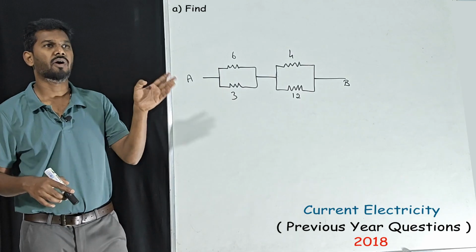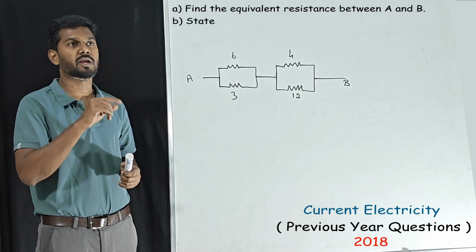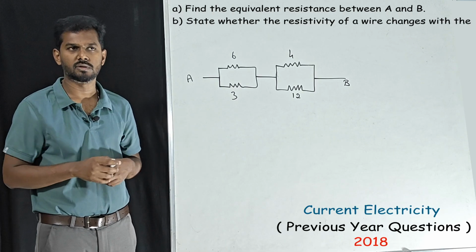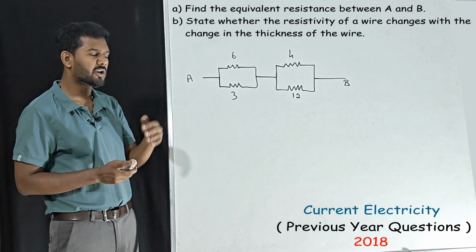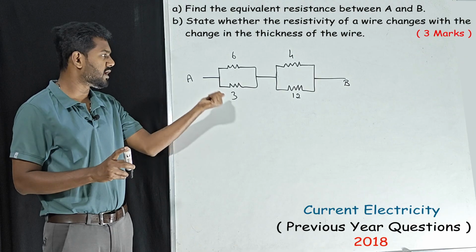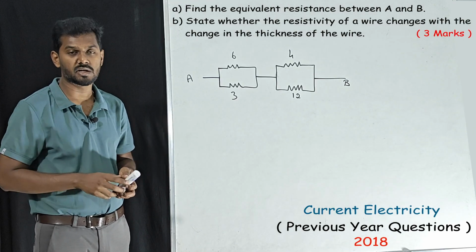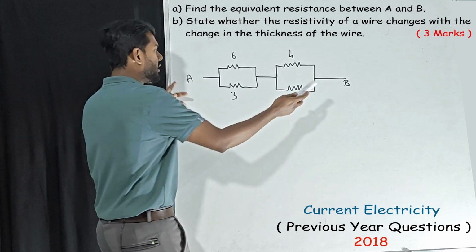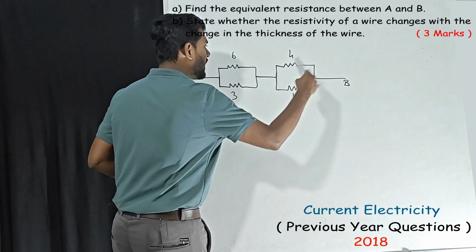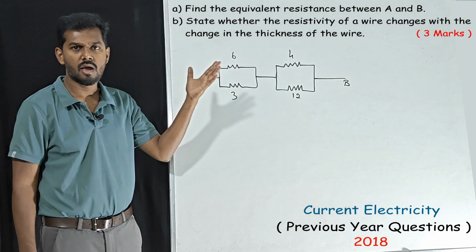Our next question: find the equivalent resistance between A and B, and we have one more sub question. The sub question we'll go for later. First we'll try to answer this one. Here, more than the numbers, the first thing we have to see is between which points they are talking about. They are talking about A and B. A is at this end, B is at that end. Then we go for the normal method only.